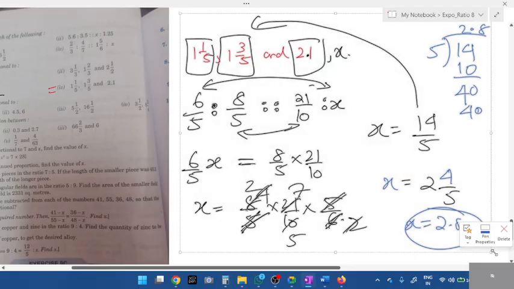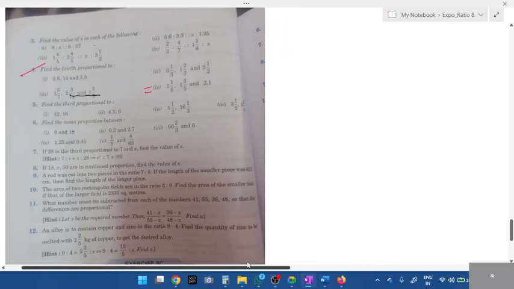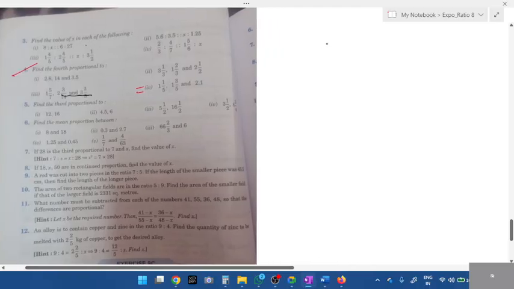Shall we try the next one? All of you understood? Yeah, big week students, we have to complete so many chapters. Only one month, 40 days left.